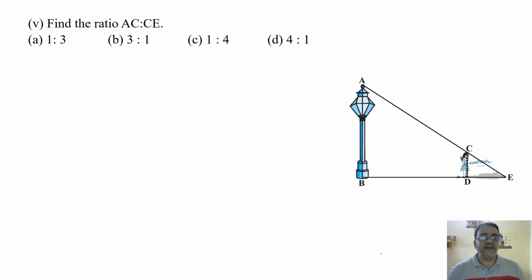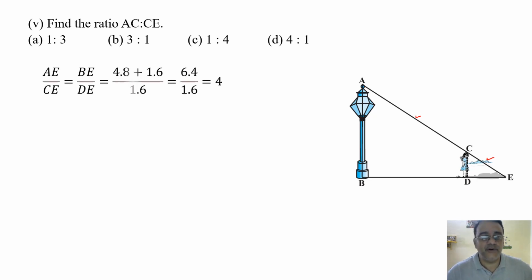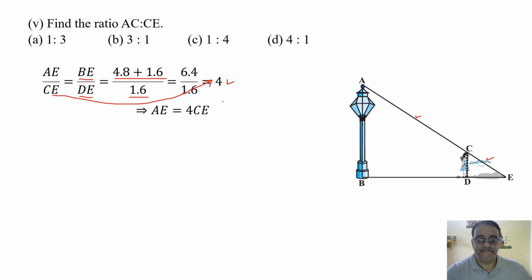Question number 5th. Find the ratio AC is to CE. So AC is to CE. This is to this. So first what we will do, we will take the ratio, क्योंकि दोनों triangle को already हम लोग similar proof कर चुके हैं. So AE upon CE is equals to BE upon DE, and BE हो जाएगा 4.8 plus 1.6, and DE we got already 1.6. So 6.4 upon 1.6 is equals to 4. This is AE upon CE, right? So फिर क्रॉस मल्टीप्लाई करेंगे तो AE हो जाएगा 4 times CE, right?